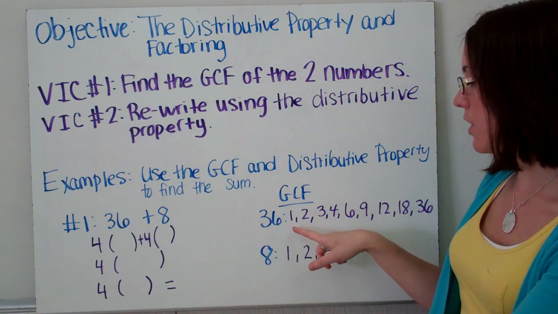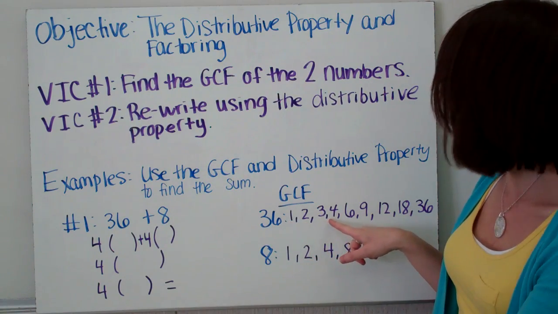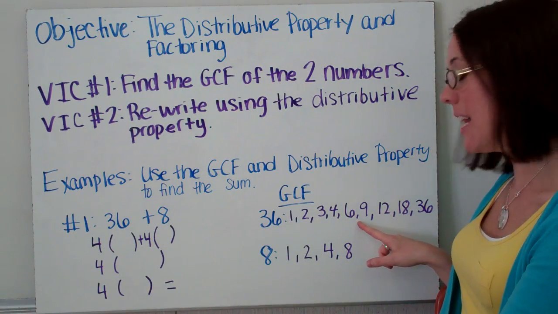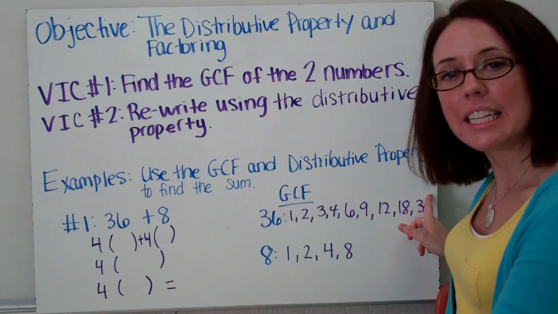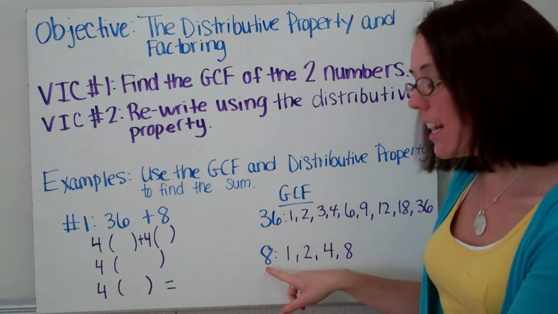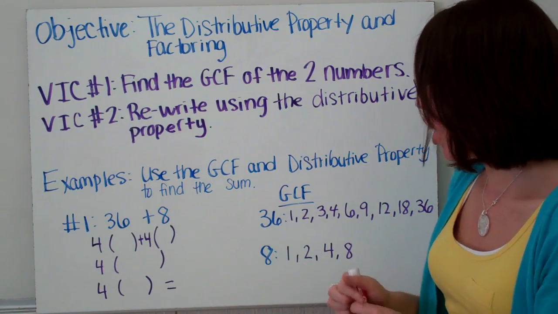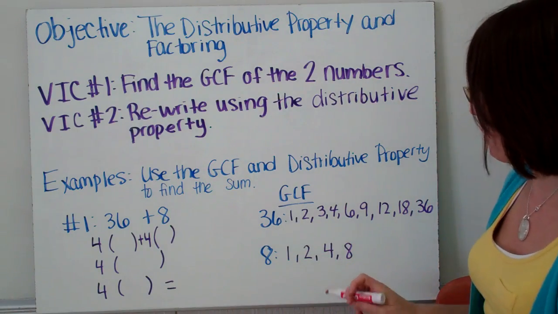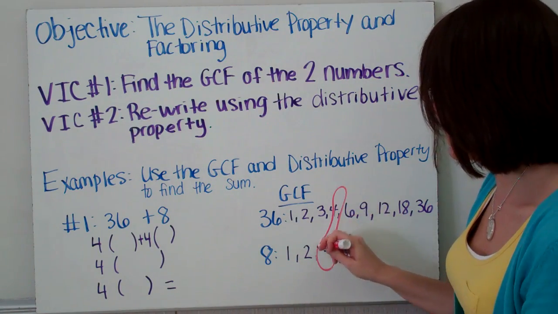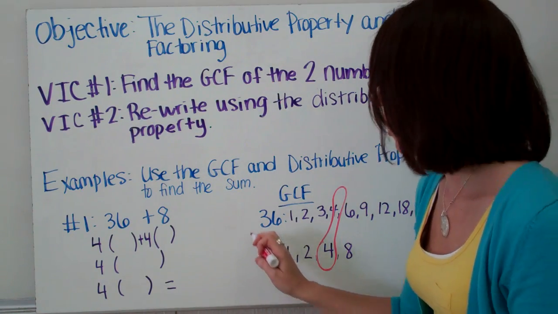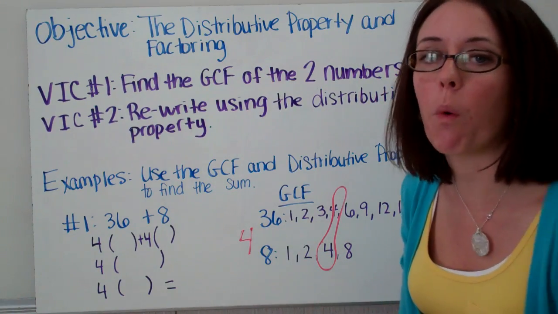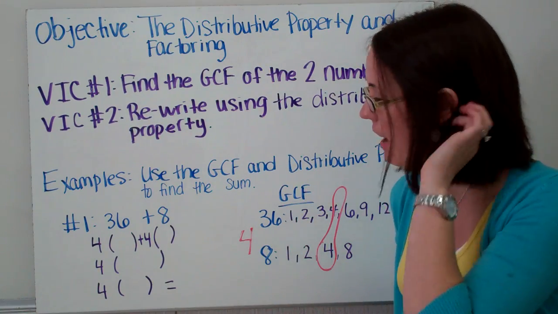Factors for 36 are 1, 2, 3, 4, 6, 9, 12, 18, and 36. Factors for 8 are 1, 2, 4, and 8. What is the biggest number that they both have in common? We see that the GCF is 4. So we know our GCF is 4. We're going to factor that GCF out.